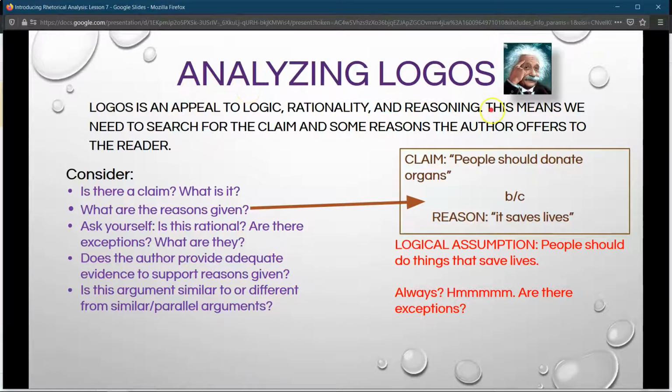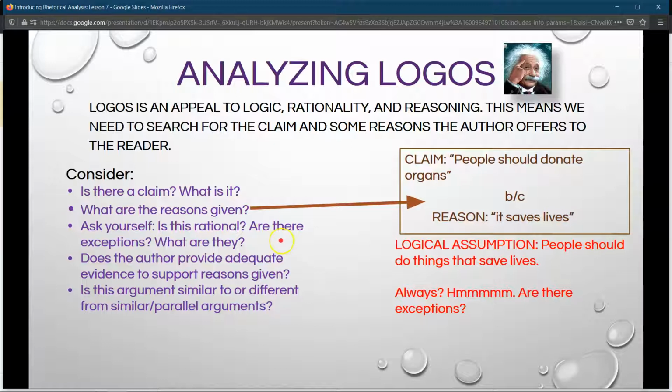And lastly, analyzing logos. Logos is an appeal to logic, rationality, and reasoning. This means we need to search for the claim and some reasons the author offers to the reader. So some things to consider. Is there a claim? What is it? What are the reasons given? And ask yourself, is this rational? Are there exceptions? And what are they?